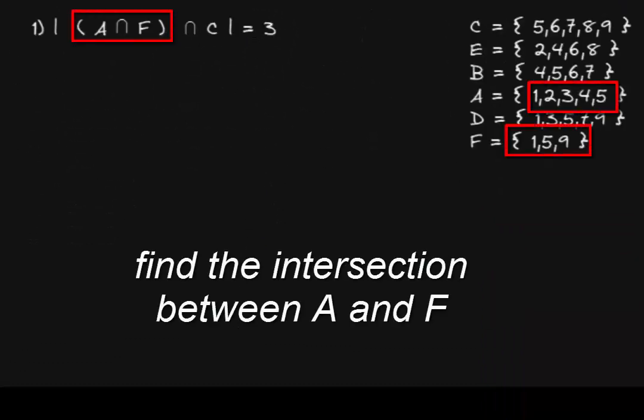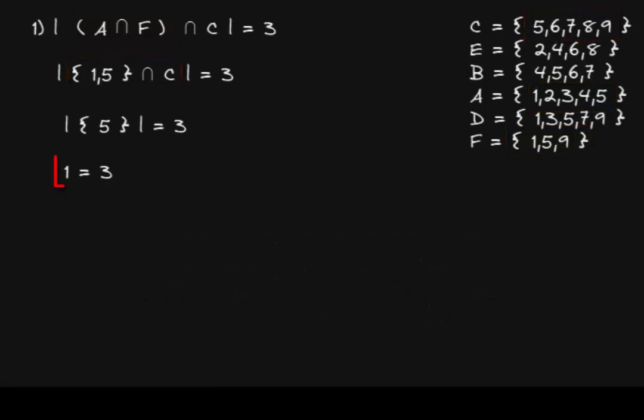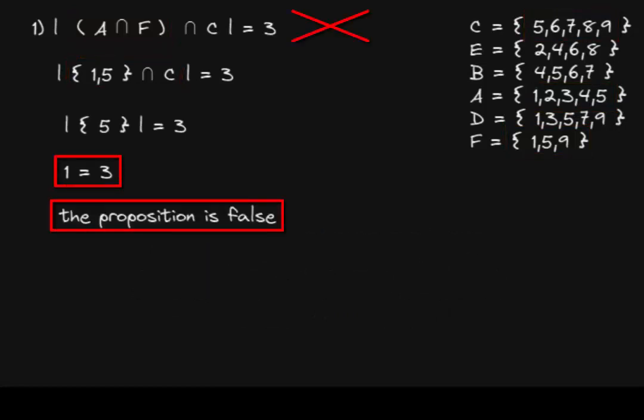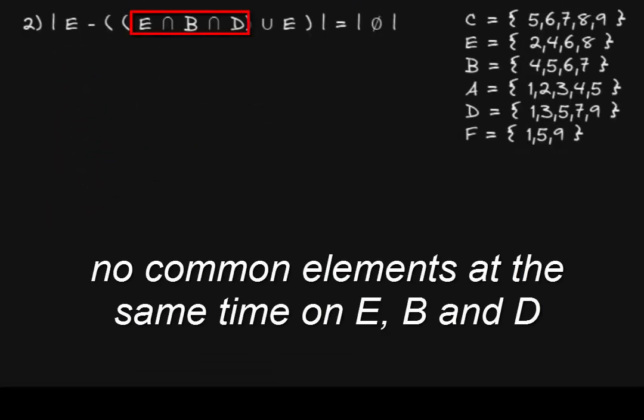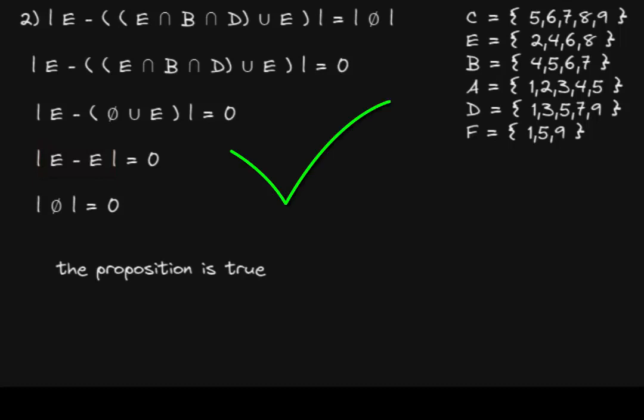First, in any expression, always do the inner operations first, and then work outward. We found that the size is 1, so this is false. In the second, we see that there is no common element between E, B, and D, so this will result in the empty set. Every union of a set with the empty set is the set, and then the set without its elements is the empty set. This is true.